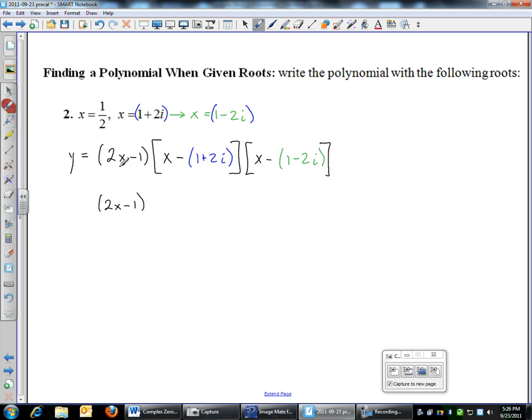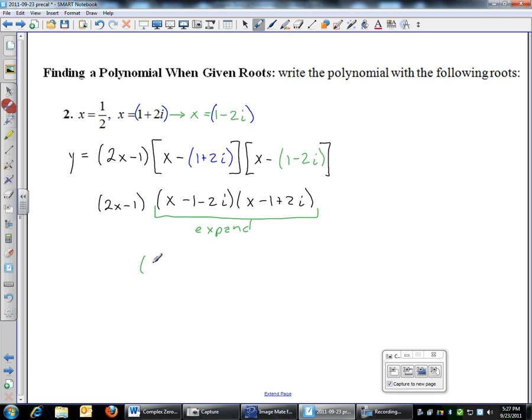2x minus 1 is okay. I'm going to keep it. It's just going to come along for the ride. Here I'm going to start working this out. I'm going to distribute my negatives. That'd be x minus 1 minus 2i times x, and if I distribute this negative, that'd be minus 1 plus 2i. And now I'm going to expand these two things right here. You have to keep your work organized, but a lot of stuff will cancel. It's going to end up being kind of nice.